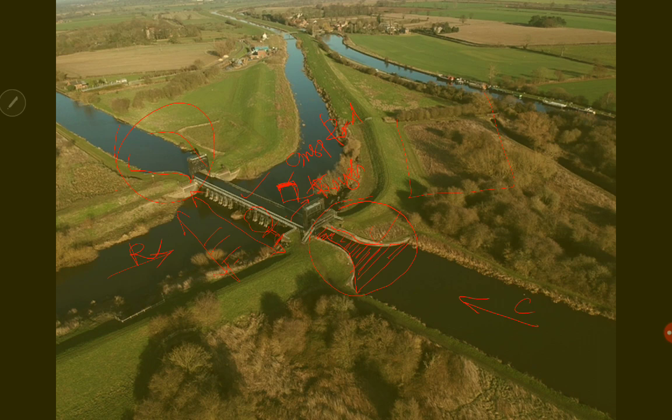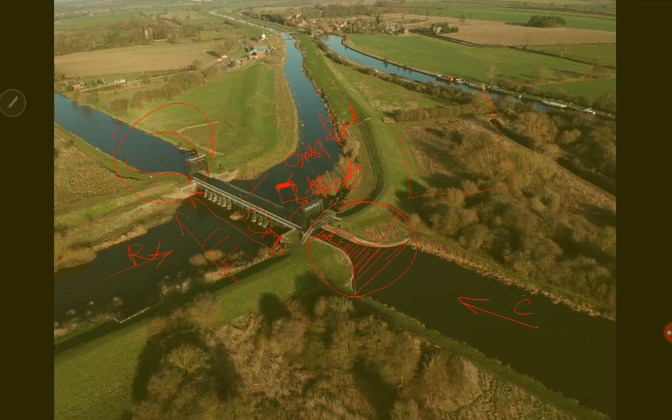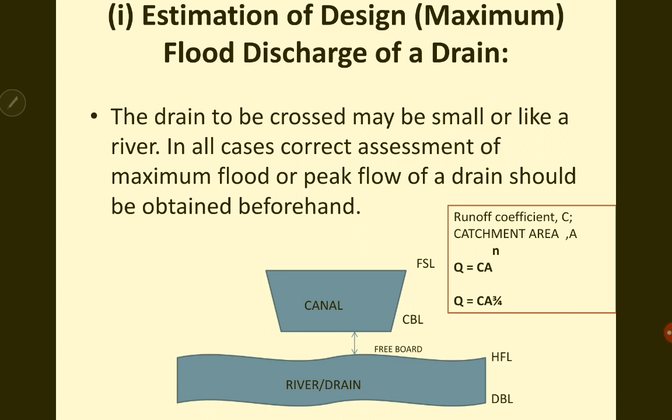The first step in any design is to estimate the maximum flood discharge in a drain. Based on the runoff from the catchment, the high flood discharge of the stream has to be calculated. That is the primary information that we must have in our hand before we start the design of the aqueduct.